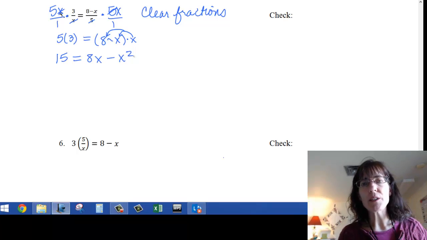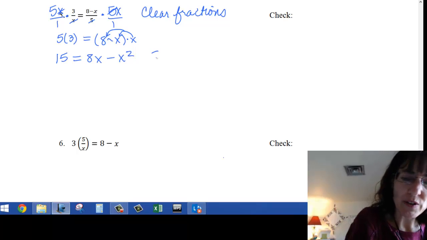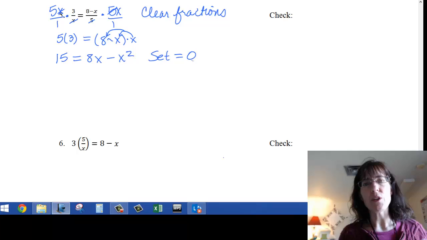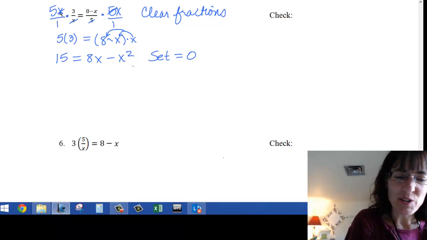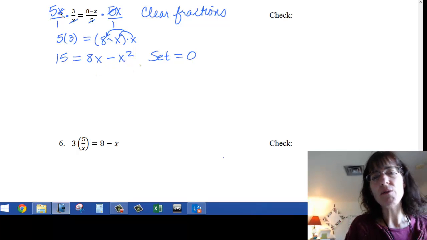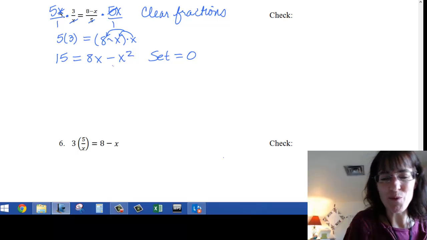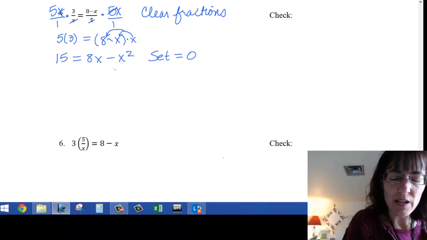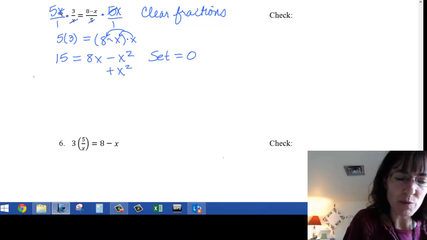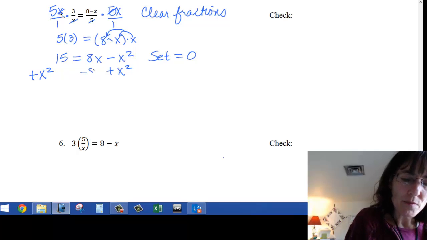Well, now I have an x squared, so I kind of have a better feel for what I've got going on here, but I do need to set it equal to 0 so that I can use all the methods I've been working on. So I see that I have a negative x squared. We worked on some of these before. I need to move that negative to the left, so I'm going to add x squared, or I don't have to, but I choose to because I like having a positive x squared, and subtract that 8x from both sides.